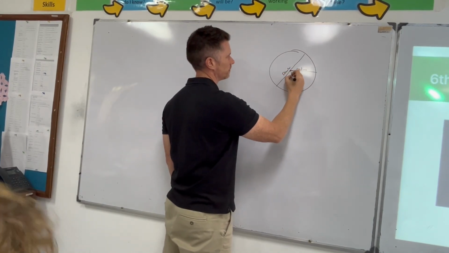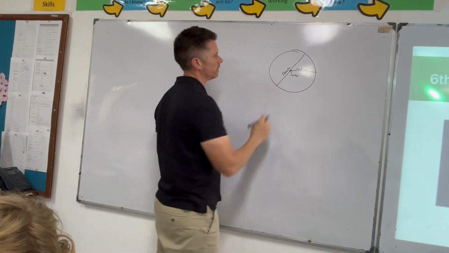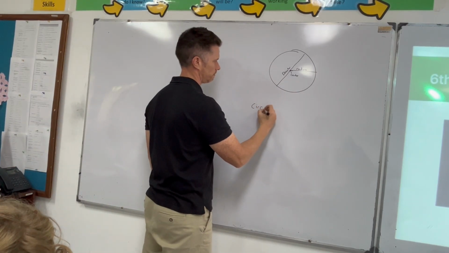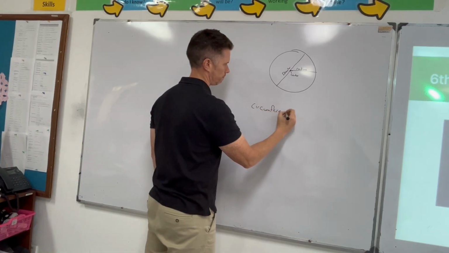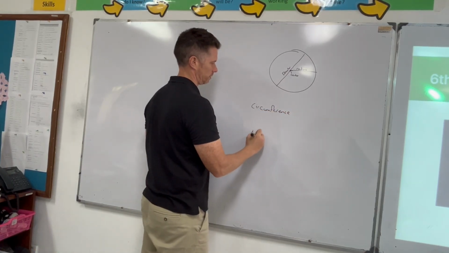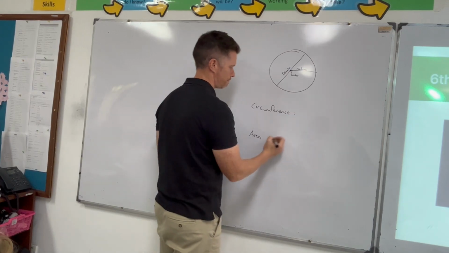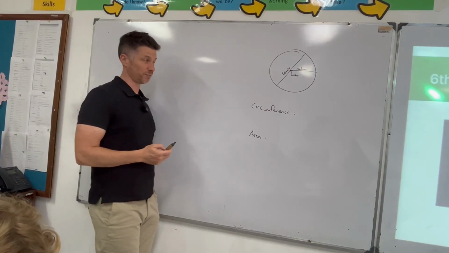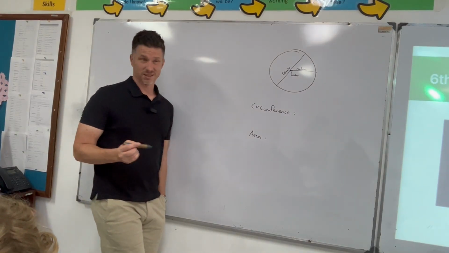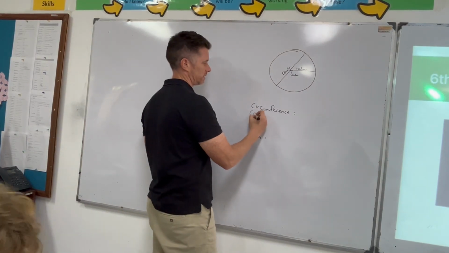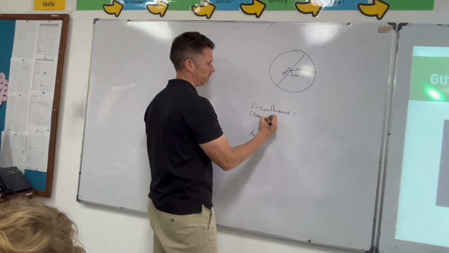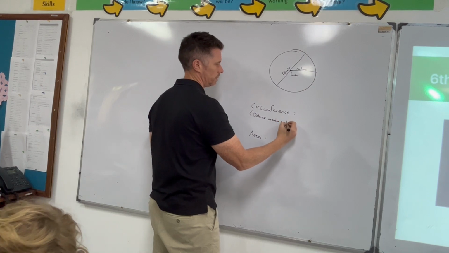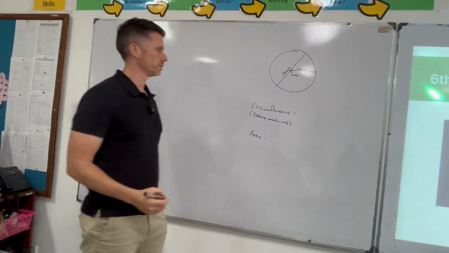And this is the center. We had this before. Okay, we're specifically looking at two things: the circumference of a circle and the area of a circle. What's the meaning of the word circumference again? It's the distance around the outside, or perimeter. Or sometimes the perimeter of a circle.